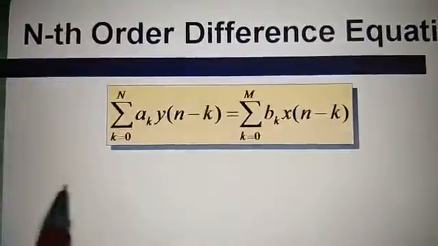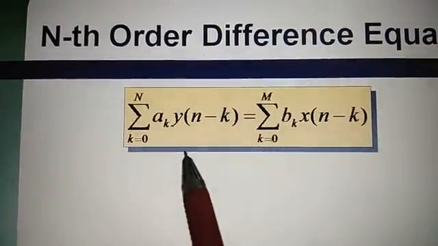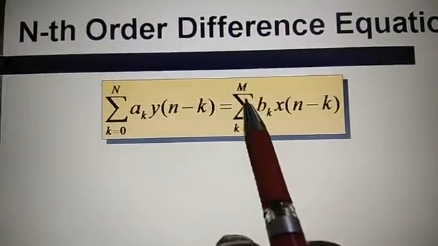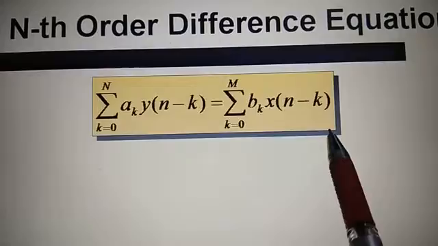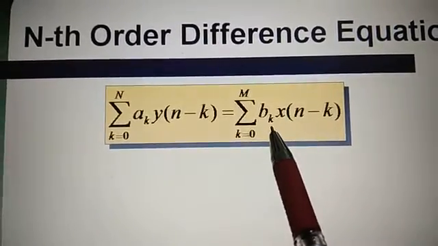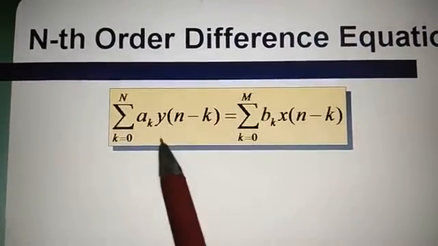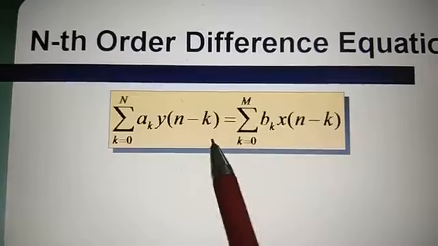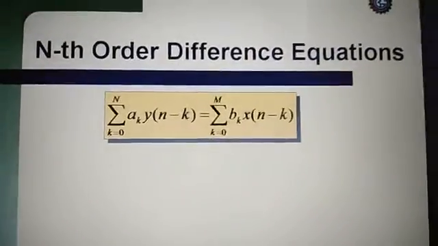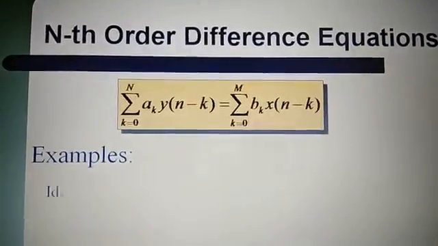This nth order difference equation is given by summation k equal to 0 to n, a_k y of n minus k, equal to summation k equal to 0 to m, b_k x of n minus k, where a_k and b_k are the coefficients. b_k are the coefficients related with the input, while a_k are the coefficients related with the output. This is called an nth order difference equation in the discrete time domain.